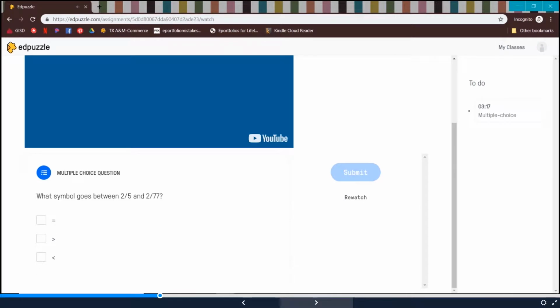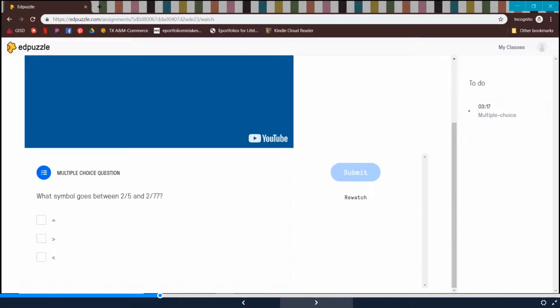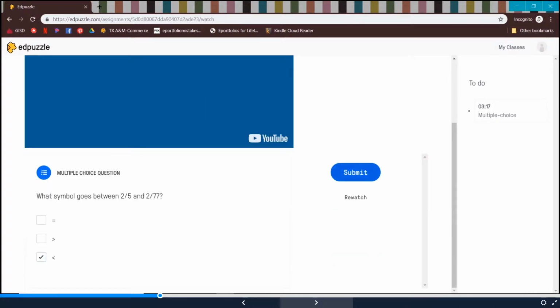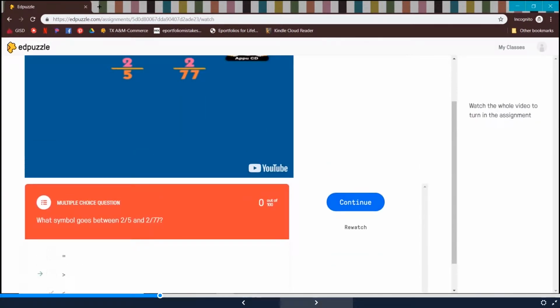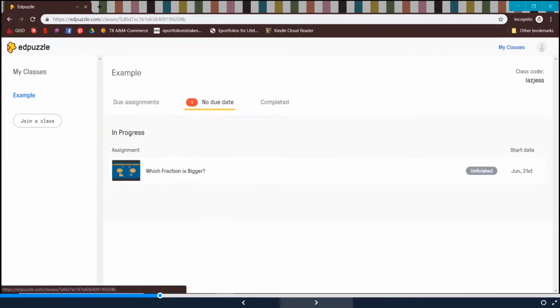And if you see here, it says what symbol goes between 2/5 and 2/7. Now, if I'm paying attention to the video or I'm not paying attention to the video, I'm going to supply my answer before I can submit and continue watching that video. So I got it wrong. That's my immediate feedback. And you can see that all my teacher's grades have plugged in. So I have 2 green and 3 red.